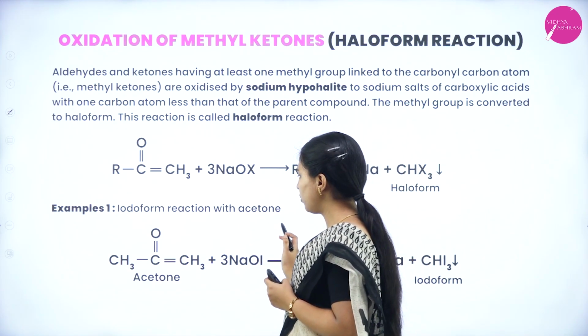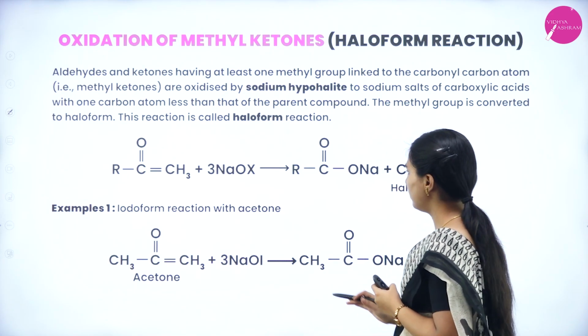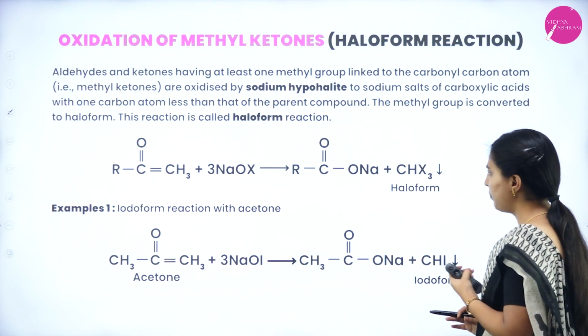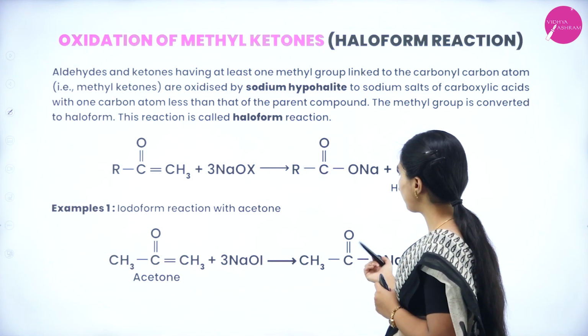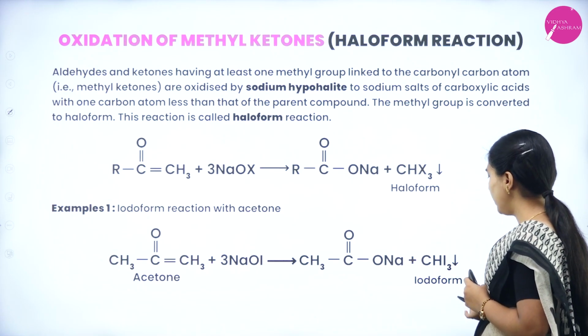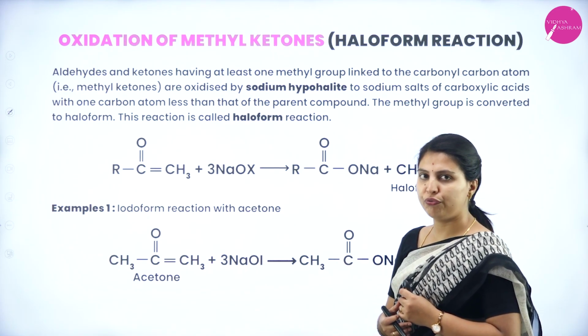Iodoform reaction with acetone. This is acetone, this is iodoform, and this is sodium hypoiodite. It will form the sodium salt of the carboxylic acid, and the byproduct will be iodoform.